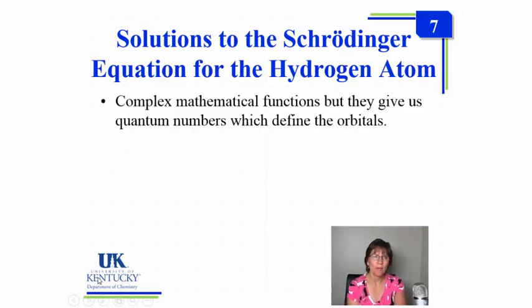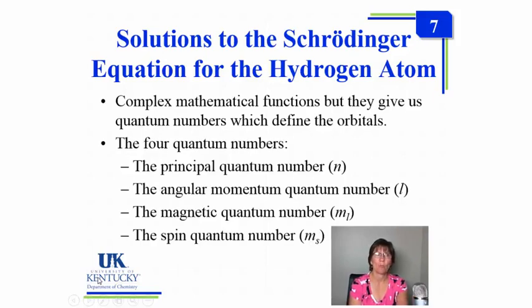Those complex mathematical equations that define the regions in space, that define the orbitals, have these 4 quantum numbers. There's the principal quantum number n, the angular momentum quantum number L, the magnetic quantum number m sub L, and the spin quantum number m sub s.